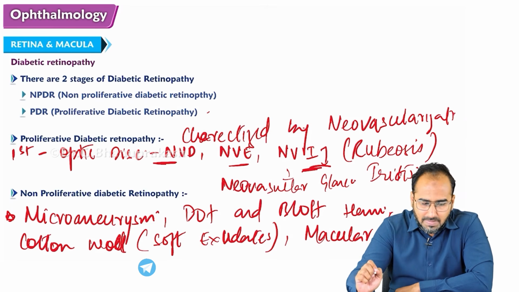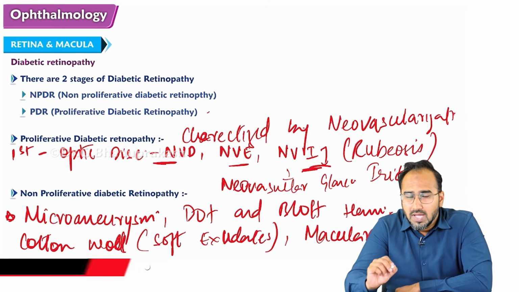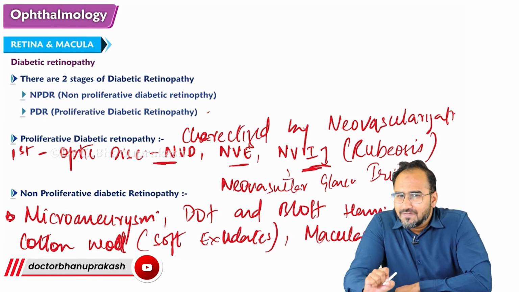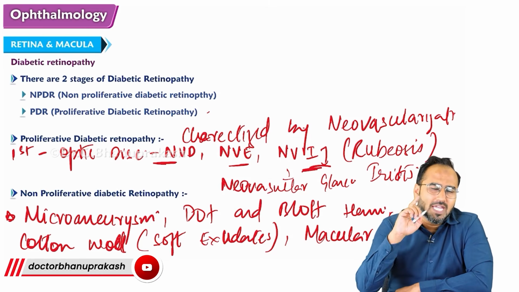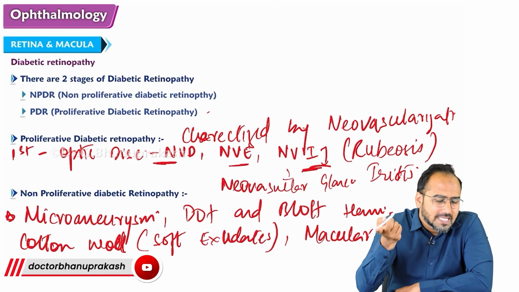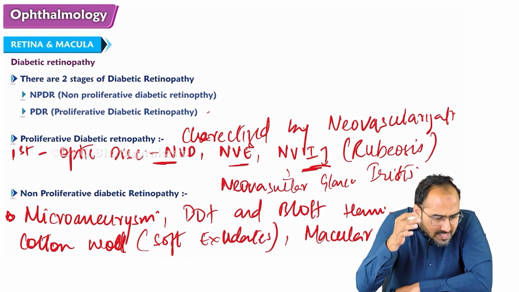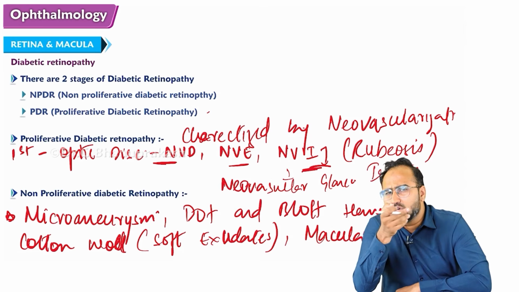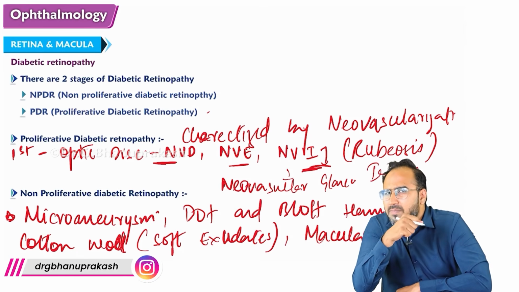Macular edema is seen, right? So why is the patient losing vision in non-proliferative? Remember, guys, in proliferative diabetic retinopathy, the patient loses his vision due to problems like vitreous hemorrhage, neovascular glaucoma, and other problems. But non-proliferative is characterized by microaneurysm.